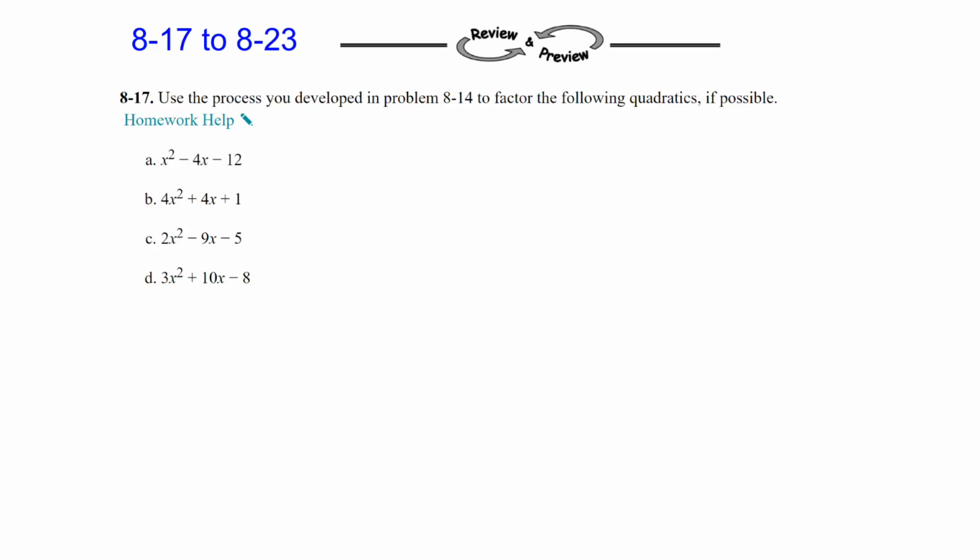Hello, welcome to Chapter 8, homework questions 17 to 23. Question 17. Use the process you developed in problems 8 through 14 to factor the following quadratics if possible.